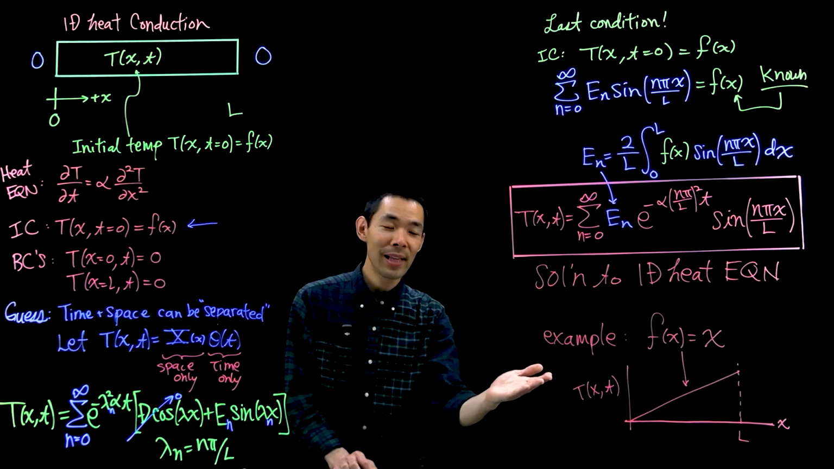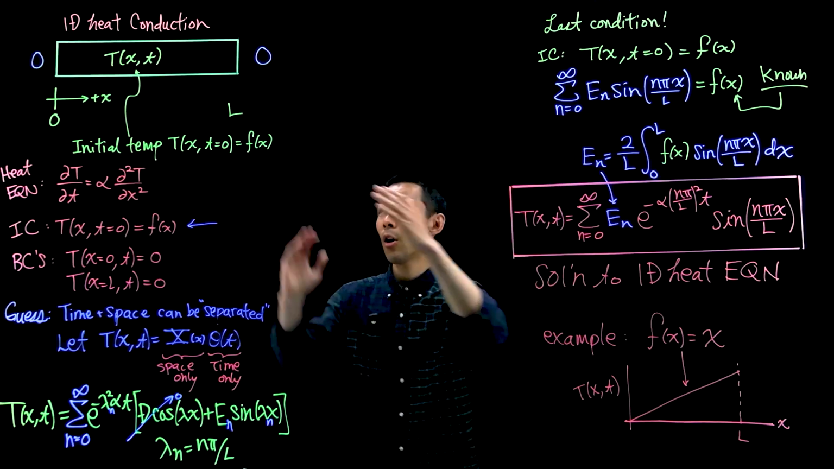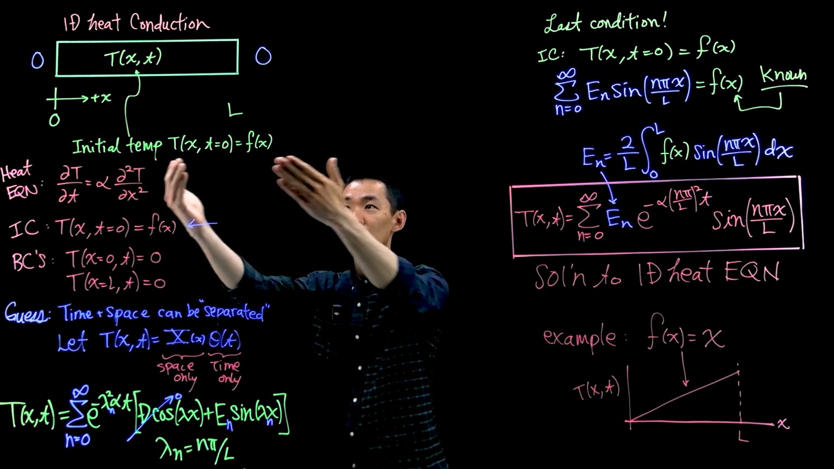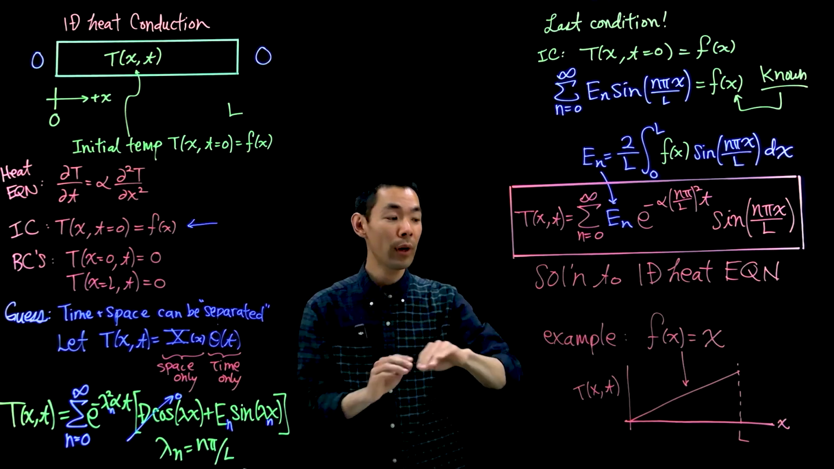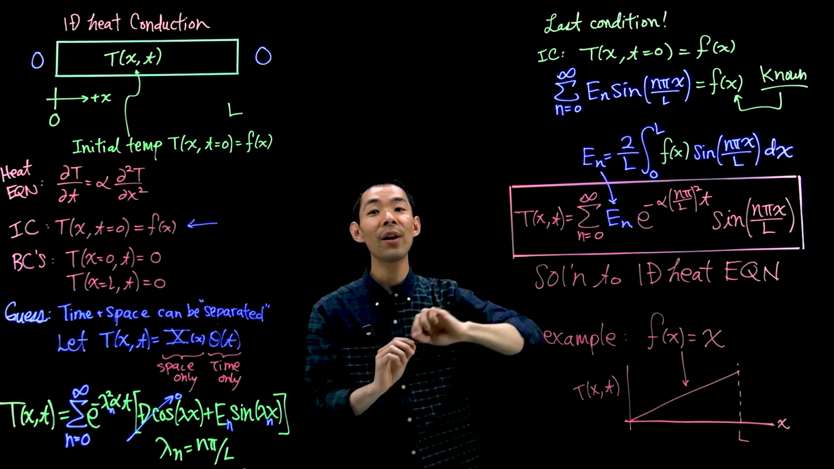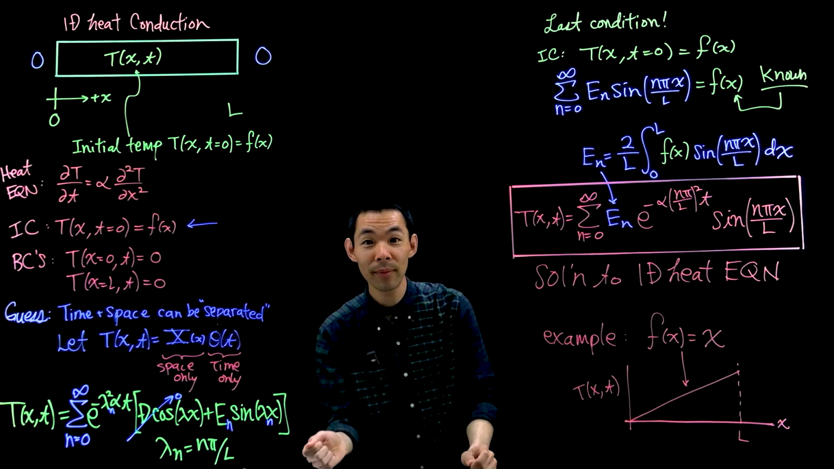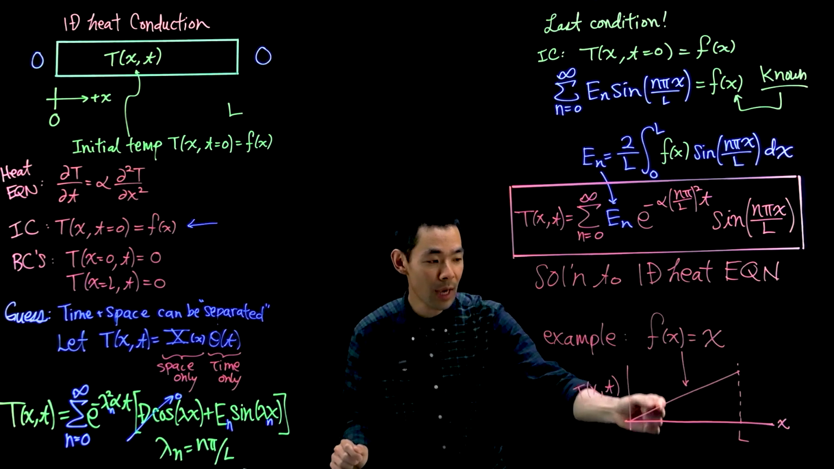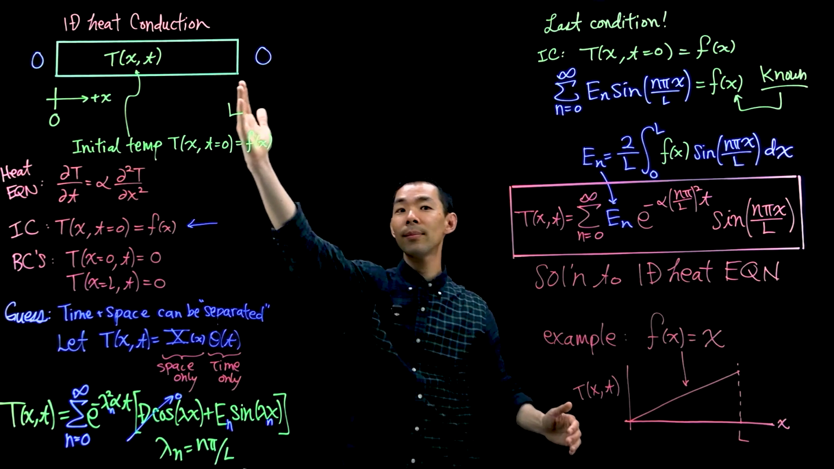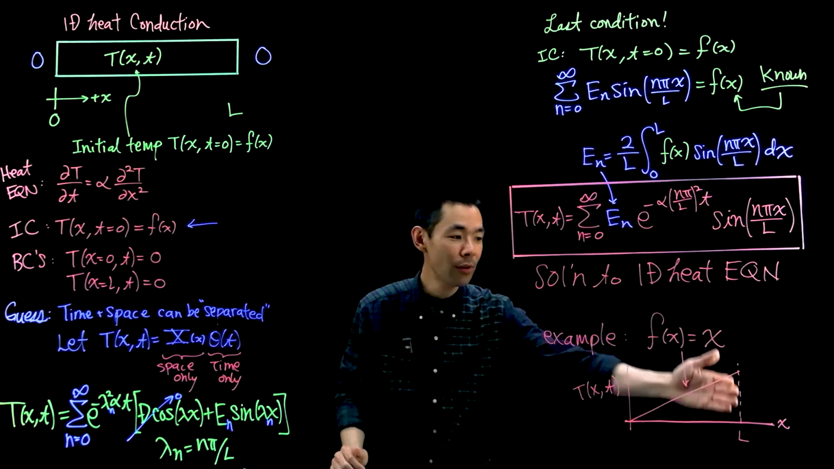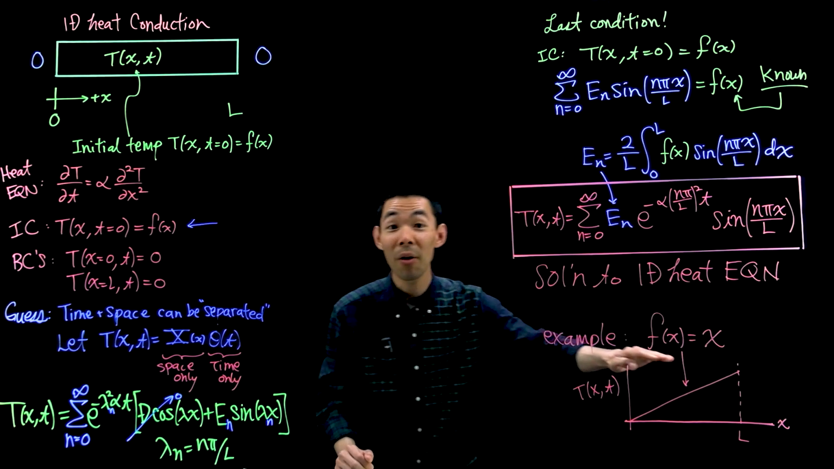Okay, let's do an example in the situation where f of x, which is our initial temperature distribution, is a concrete example where it varies linearly as a function of position. So at x equal to 0, it's already cold initially, and then the temperature goes up and up as you move from left to right. And as you get to the boundary, it's very warm. It's at temperature, in this case, L.